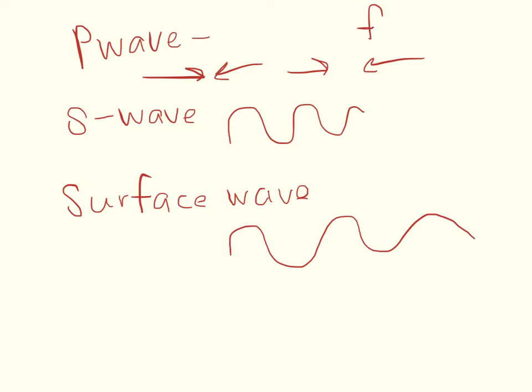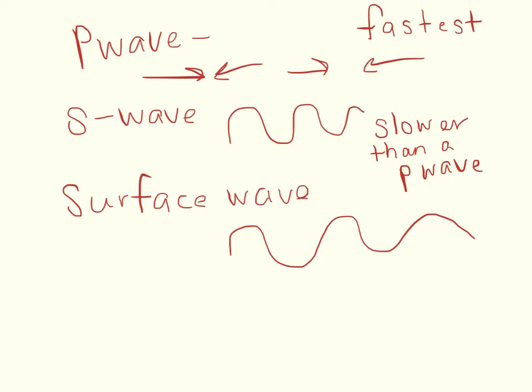P waves are the fastest, so they are always the first to arrive at a seismograph station. The S waves are slower than a P wave because of the way they travel. And also an S wave can't travel through liquids, so it can't go through the mantle. Okay, so it can only travel through solids. And then last we have the surface wave, and it travels through the surface, and it's the last wave to arrive, the last wave to hit. That's how we describe them.